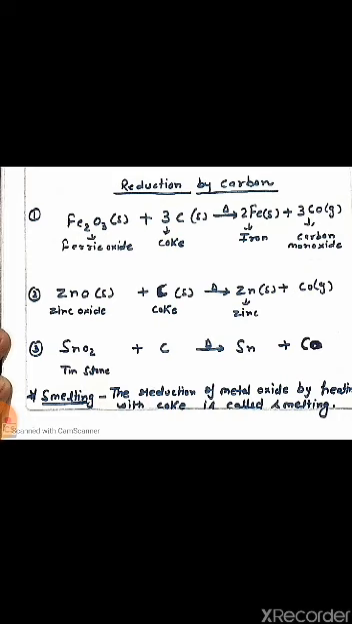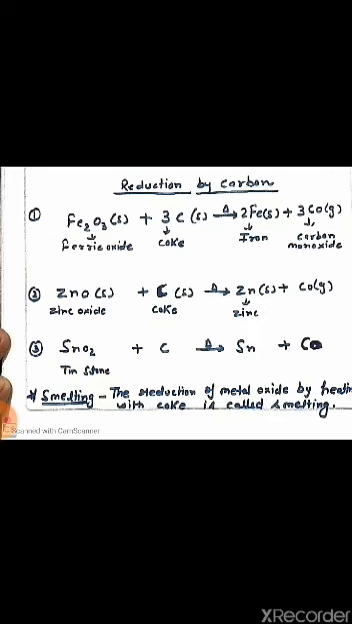Now we know that carbon in the form of coke or coal is the cheapest reducing agent. It combines with the oxygen of the metal oxide to give out carbon monoxide. Thus, the metal oxide is reduced to metal. For example, Fe2O3 plus 3C, heated, gives iron plus 3CO, carbon monoxide.